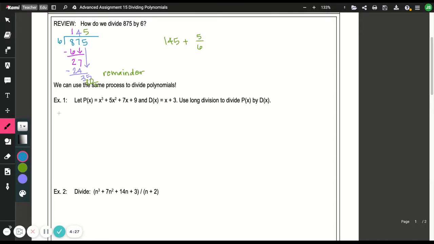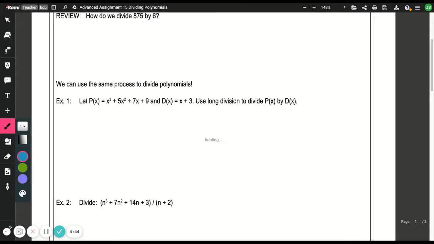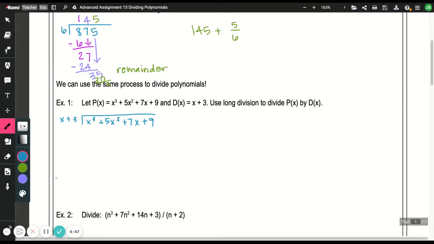So the x plus 3 goes in the front, and then this whole thing goes on the inside: x to the third plus 5x squared plus 7x plus 9. And we're going to talk about this in just a minute, but both of them need to be in standard form. So they need to be in order of exponents, highest to lowest.